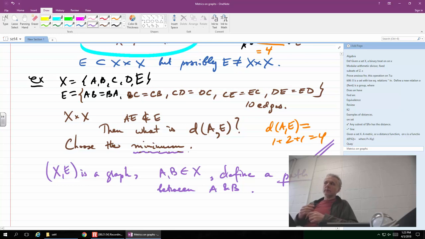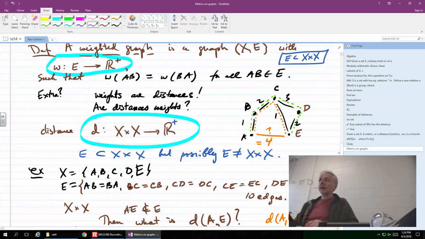So, what is a path from A to B? The picture is there. You've got two examples of paths. Can you define it?